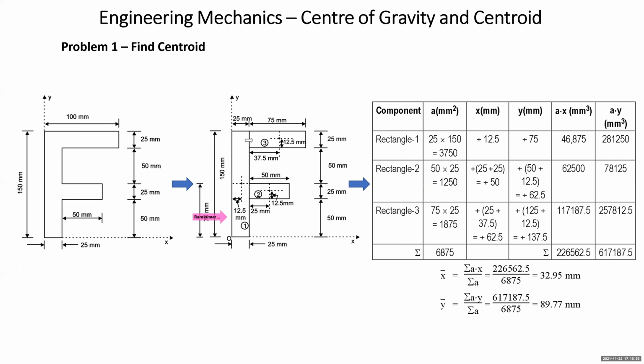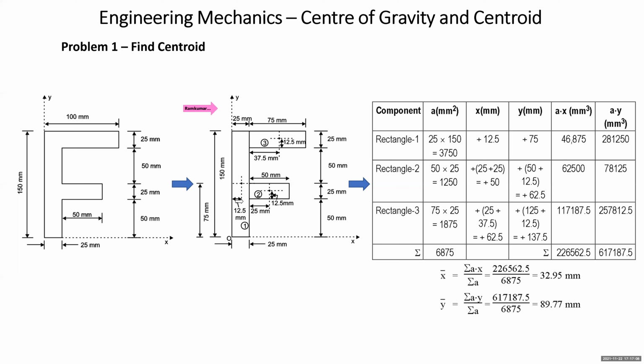This is my one component, a rectangle of base width 25 and height 150. I have taken this as my second component, width 50 and height 25. This is my third component, width 75 and depth 25. So this way we have identified that this composite area is split into three simple rectangles. This is rectangle number 1, this is rectangle number 2, this is rectangle number 3.